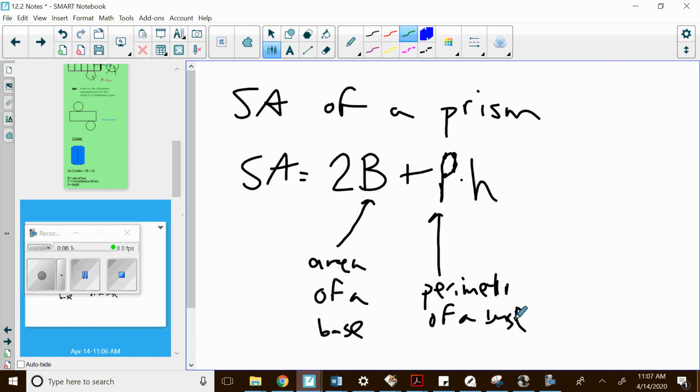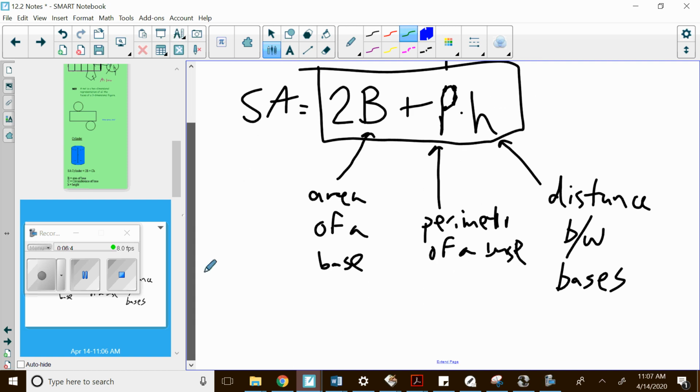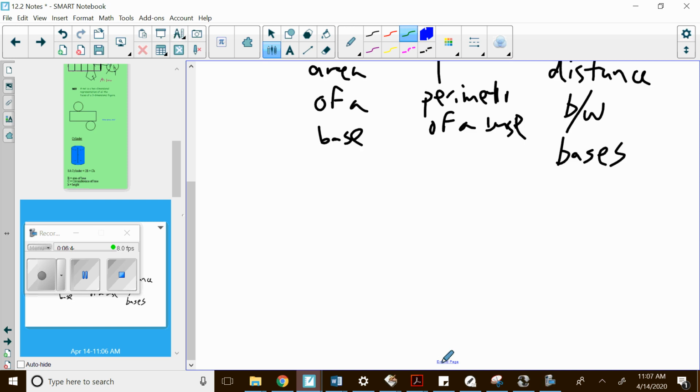Just like on the last page when it was a pentagon. One pentagon's perimeter was one of the lengths of that big rectangle in the middle. And then the height, the distance from base to base, the distance between bases. So we can use this formula to find the surface area of any prism: 2B plus PH.